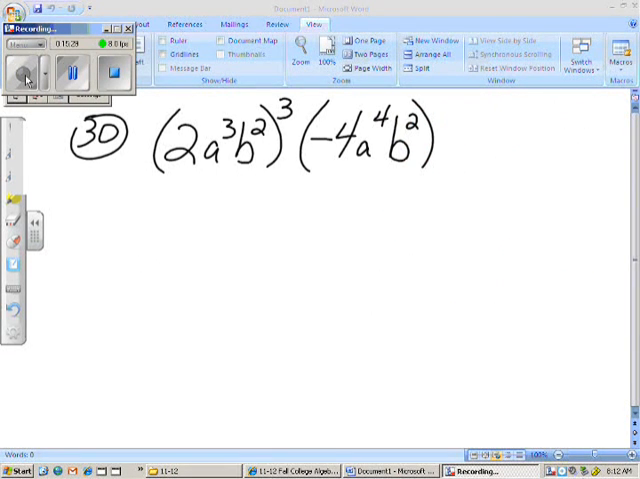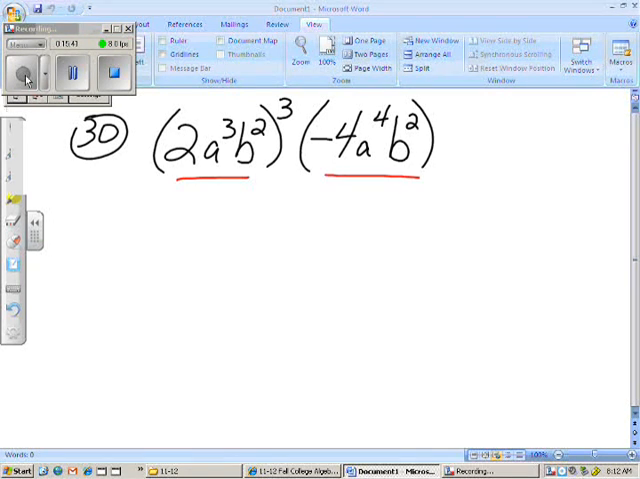Okay, number 30 is a good problem that's going to help us put it all together. I think your assignment's number 29. Number 30 has a little more to it, so I really liked it. I want to work it. All right, the first thing I'm going to look at here is I see a group being multiplied by another group. Remember, parentheses, when 2 parentheses are together, it means multiplication. So I see 2 groups being multiplied.